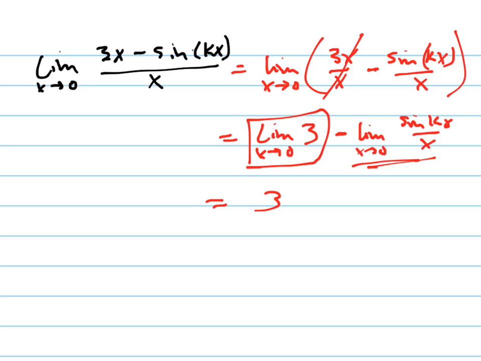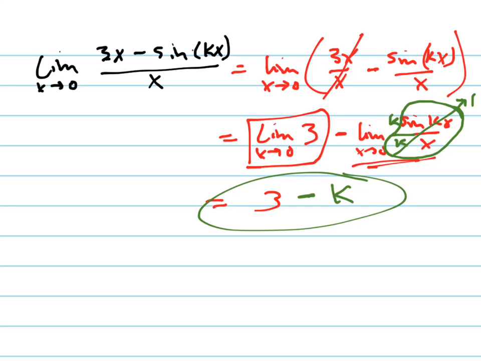I'll switch to green. I'm going to multiply this by k over k. I'm going to do that on the front side. K over k. Because now that thing right there goes to 1. So this is 3 minus k. There's your answer.